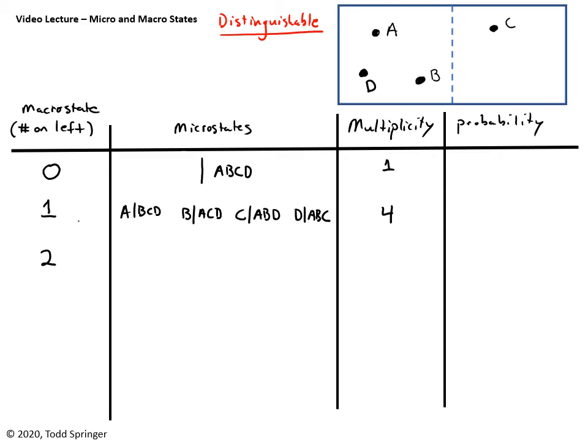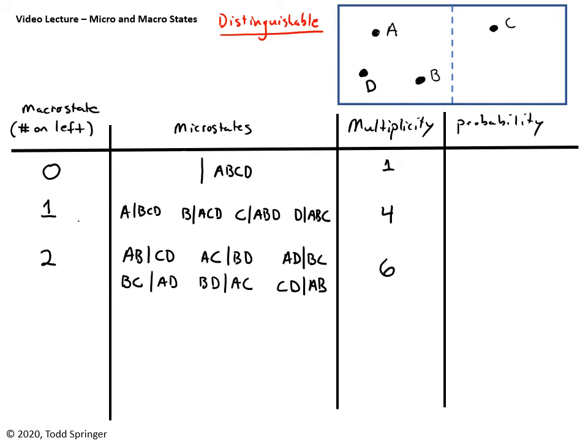There's a bunch of ways to do that. You have AB on the left, AC on the left, AD on the left. Try writing out all the possibilities. And so let me do that. Those are all the ways that you can pick 2 of those and put them on the left. So AB, AC, AD, BC, BD, CD. So there's 6 ways of doing that.